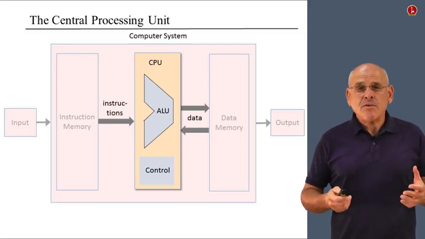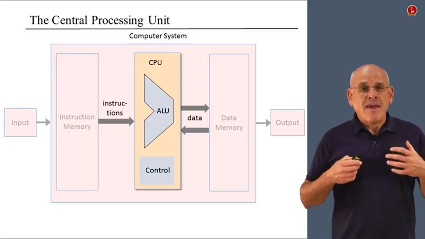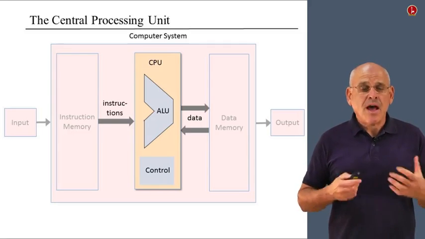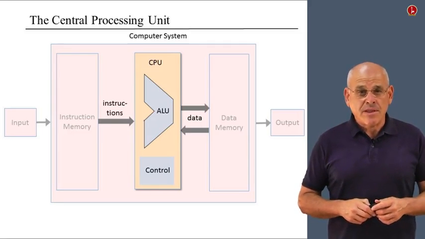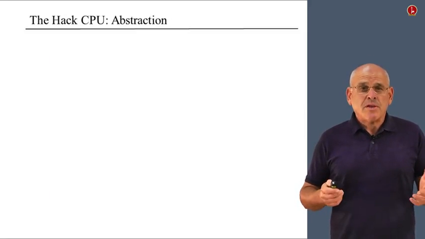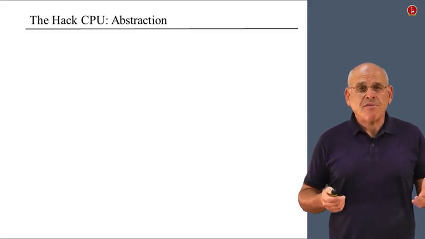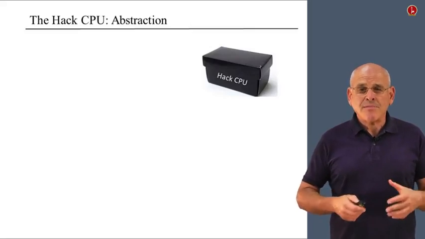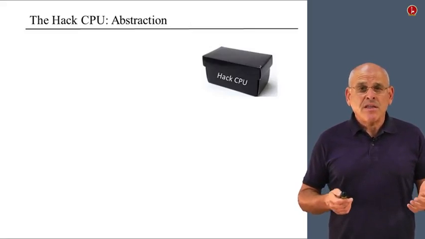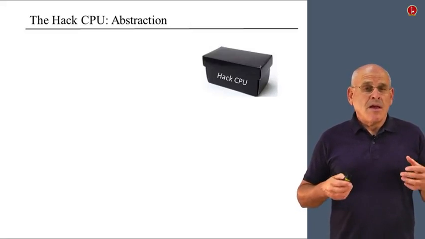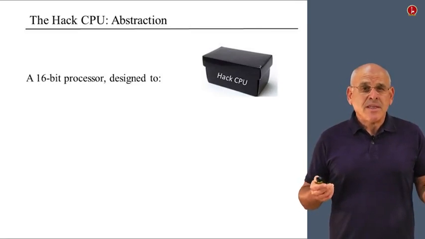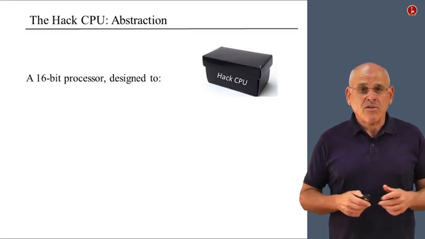In this unit, we're going to talk about the HEC CPU, the specification of the CPU, and how we actually are going to build it. Now, as usual, it always pays off to start with the abstraction. So we can think about the HEC CPU as some sort of a black box magic that performs two truly remarkable things. First of all, it's a 16-bit processor like the entire computer.